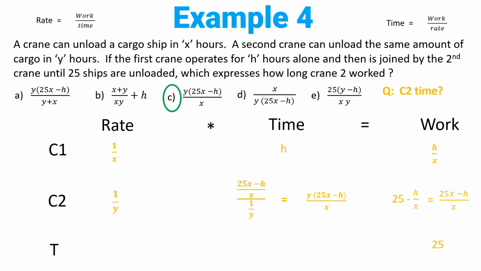Couple things are starting to kind of repeat themselves. Notice how they give us rate, and notice as well, a lot of times we go total minus thing 1 in order to get thing 2. In this case, the total was 25. Thing 1 was H over X. We could find the work for thing 2 by taking the total minus C1, or 25 minus H over X, in order to get the work of C2. That's super common on the GMAT. Okay, nice job.